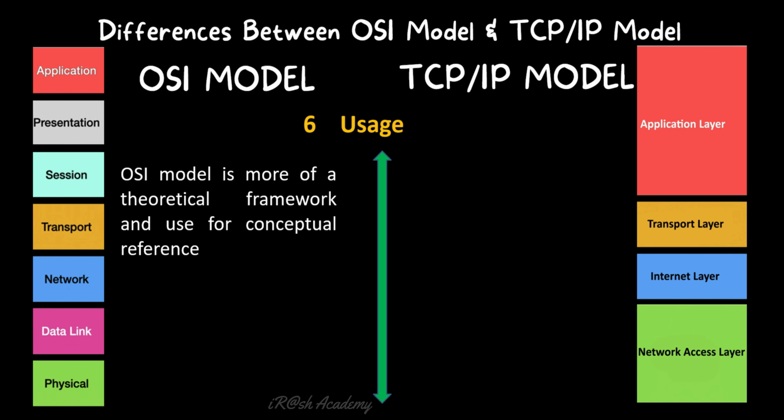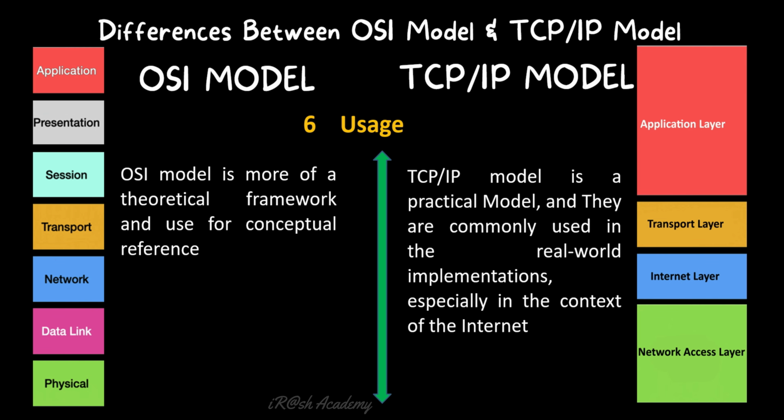So the OSI model is considered a reference, a theoretical framework to understand and learn the network. Now on the other hand, the TCP/IP model is a practical model and is commonly used in real-world implementation, especially in the context of the internet. So TCP/IP is more popular in practical networks than the OSI model. So these are the differences between the OSI model and the TCP/IP model.